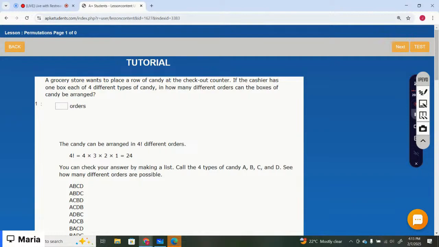So you have four boxes of candies, so you can place them in 4 factorial. 4 factorial means you have to do 4 times 3 times 2 times 1. So that is 24. The correct option is 24.